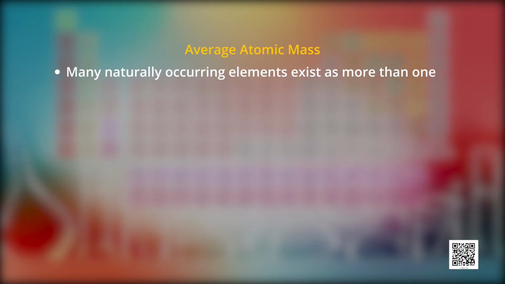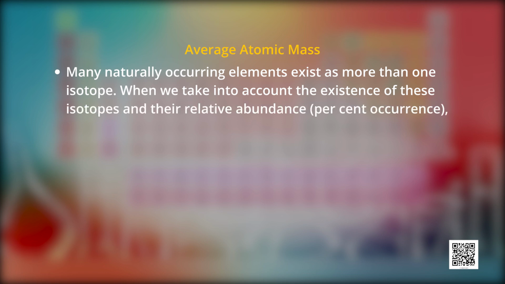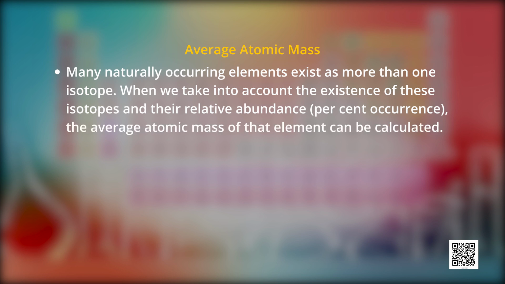Friends, let us learn how to calculate average atomic mass. You all know how to calculate the average of numbers. You have learned this in your previous classes. The same we are going to apply here. Many naturally occurring elements exist as more than one isotope. When we take into account the existence of these isotopes and their relative abundance, meaning percent occurrence, the average atomic mass of that element can be calculated.